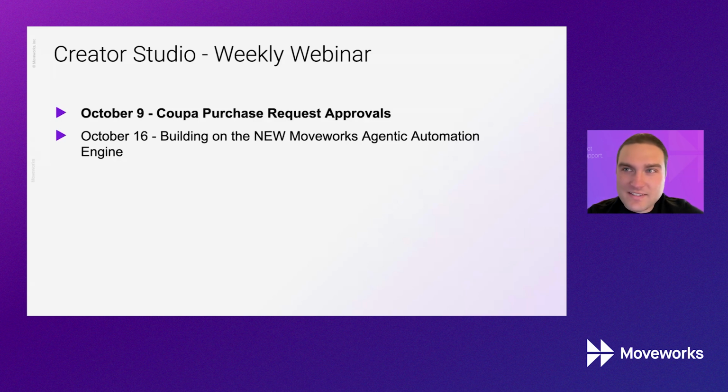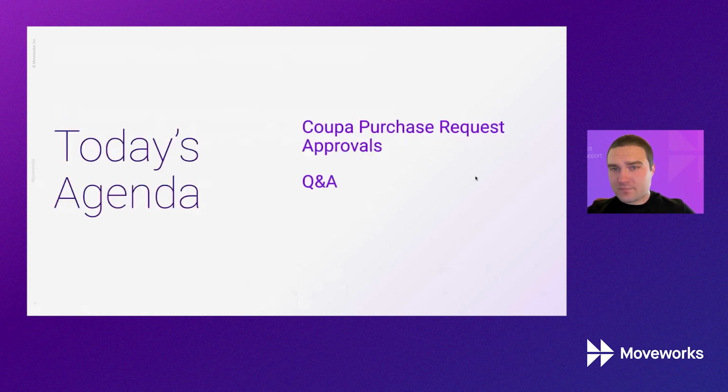So let's jump into today's session, and then we can spend some time talking about the content, basically about purchase request approvals in Coupa. I'll share some follow-up resources that you can use to onboard to Creator Studio if you're new to this. And then finally, we'll open things up to a Q&A.